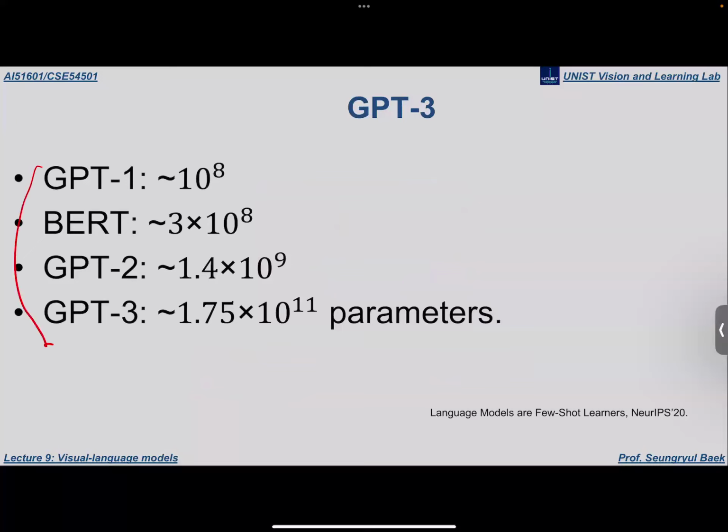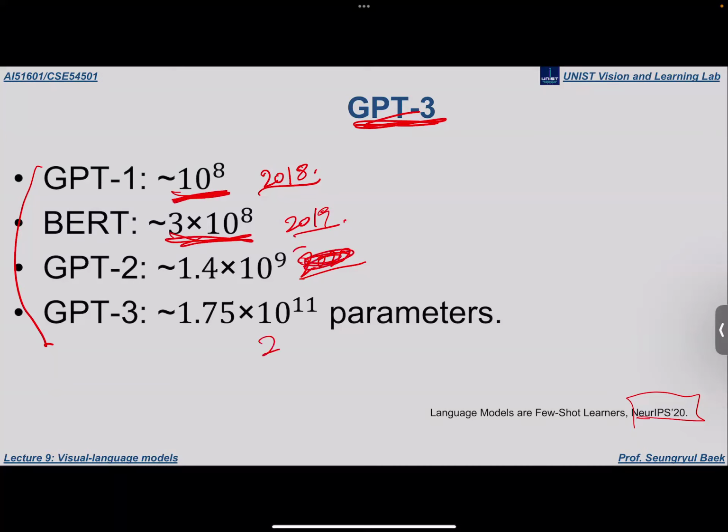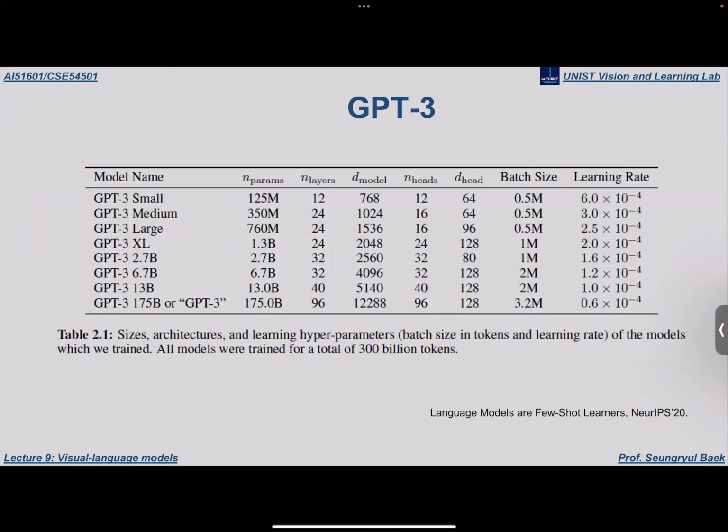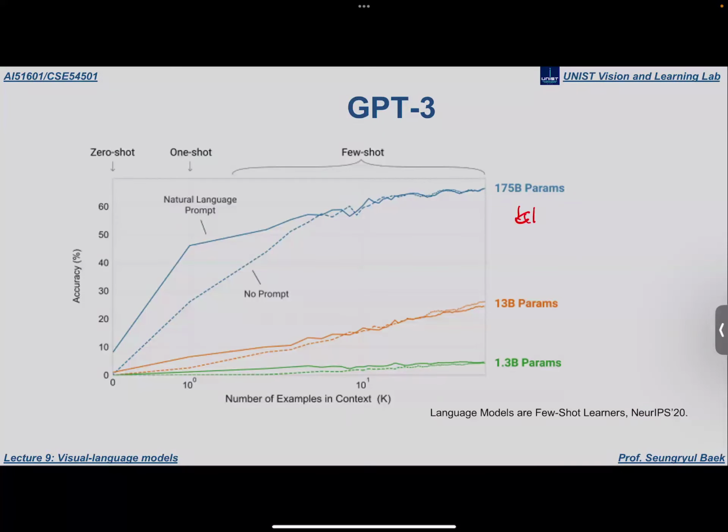And this is also GPT-3. GPT-1 was published in 2018, BERT is 2019, and GPT-3 appeared in 2020. BERT has more parameters than GPT-1, and GPT-3 has larger parameters compared to GPT-1, BERT, and GPT-2. Okay, this is some other variant of the GPT-3 models. And this is GPT-3, this is BERT, and this is GPT-1.